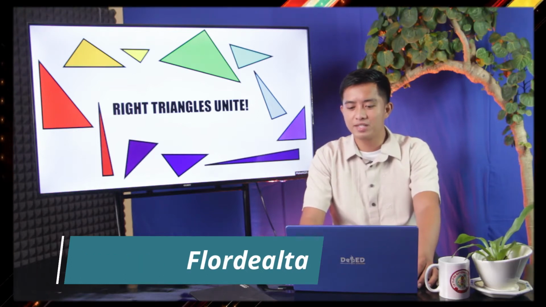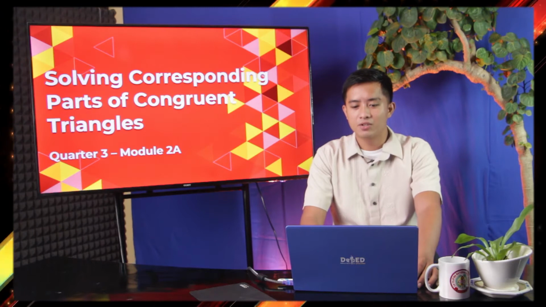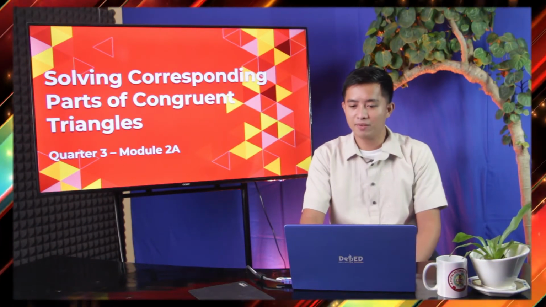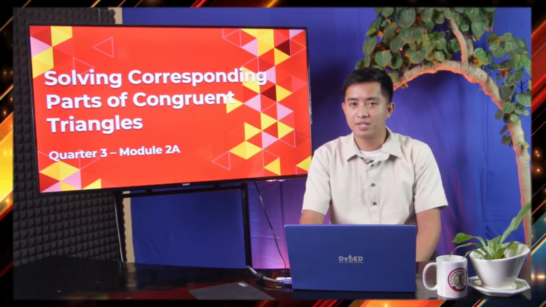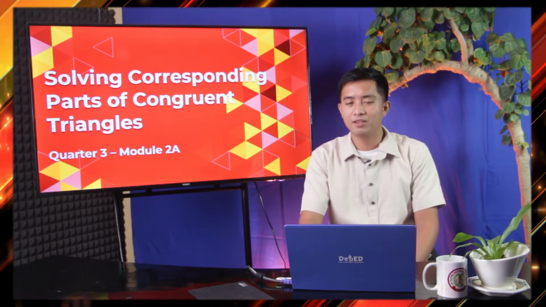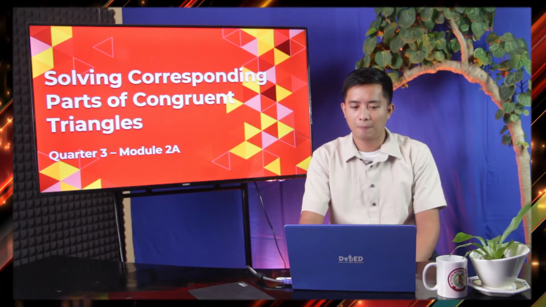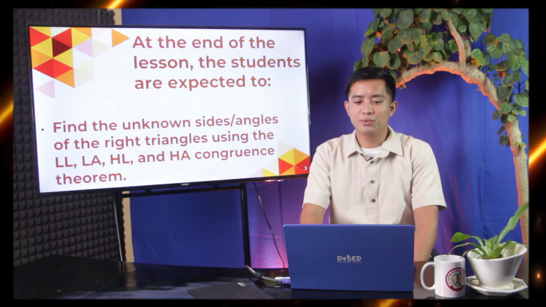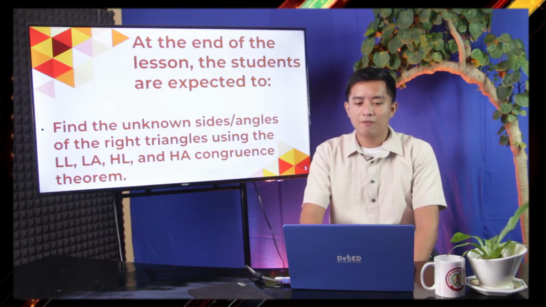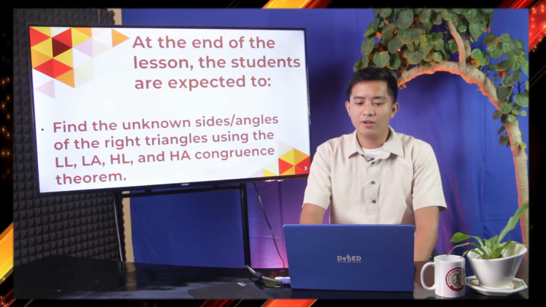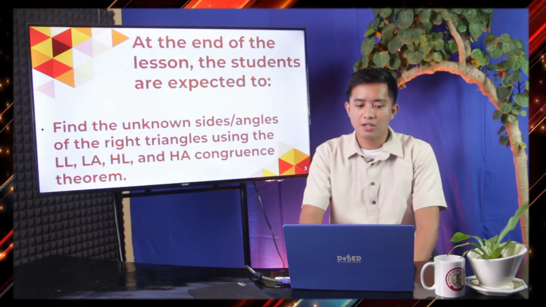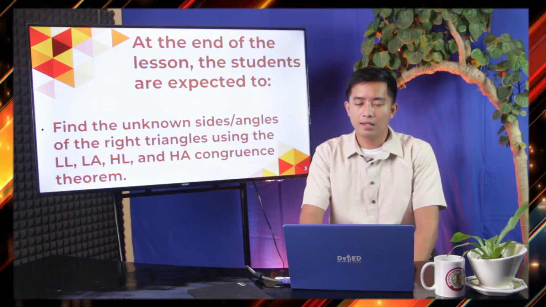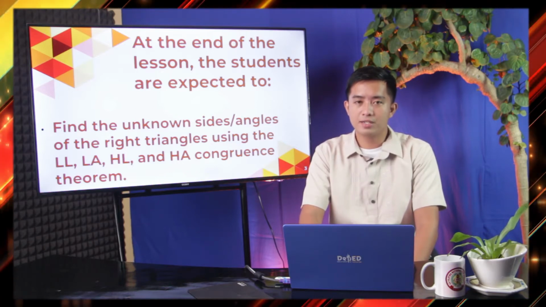Our lesson for this day is all about solving corresponding parts of congruent triangles. But before that, let us have first our objective so that we will be guided throughout our discussion. At the end of the lesson, the students are expected to find the unknown sides or angles of the right triangles using the LL, LA, HL, and HA congruence theorem.